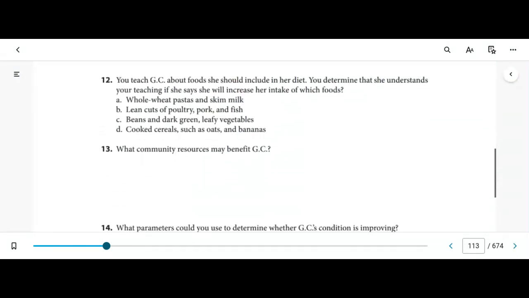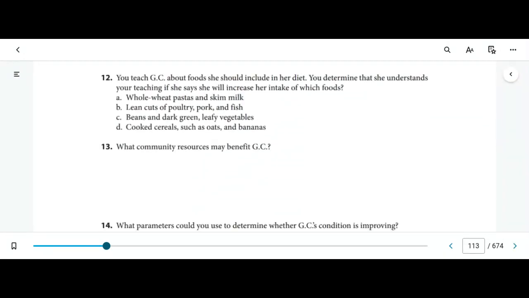We'll skip that. Okay, 12. This is a good one. Which is a good source of iron to include in her diet? What do you guys think?